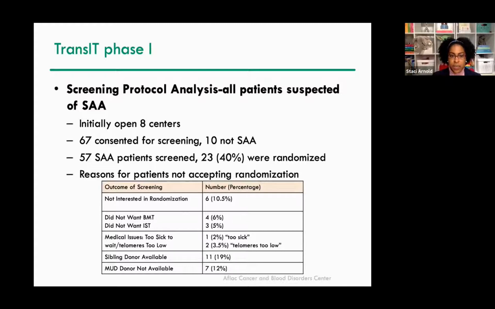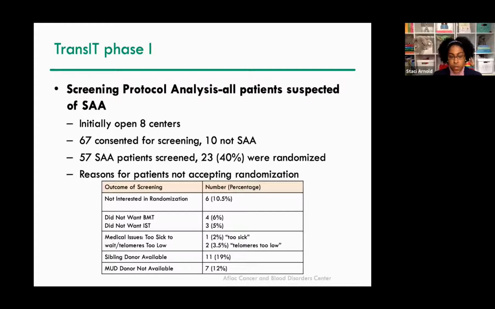Originally 67 patients consented for screening, and this is at the time of presentation before diagnosis was made. So of that, 10 were found to not actually have aplastic anemia. And of the remaining 57 patients, only 23 were randomized. And what you see below are the reasons why some did or did not randomize.